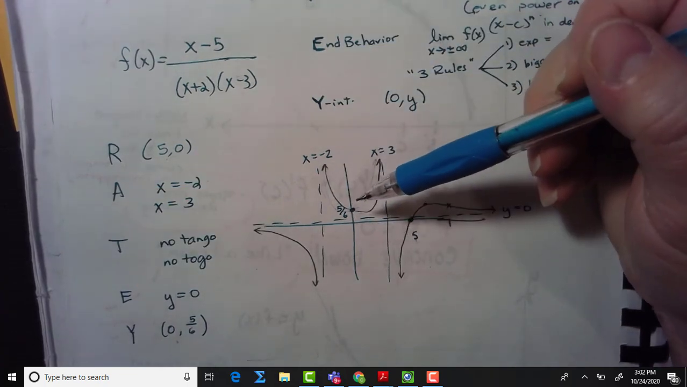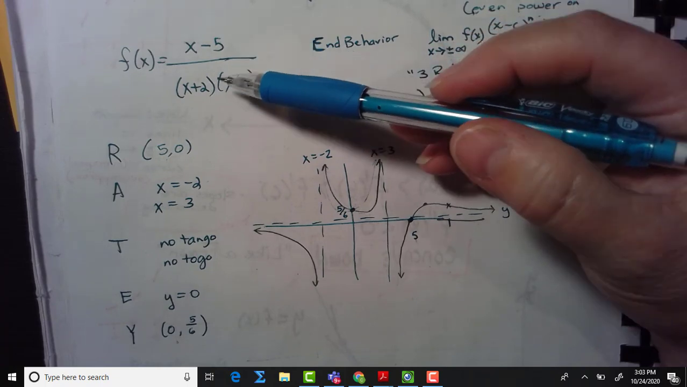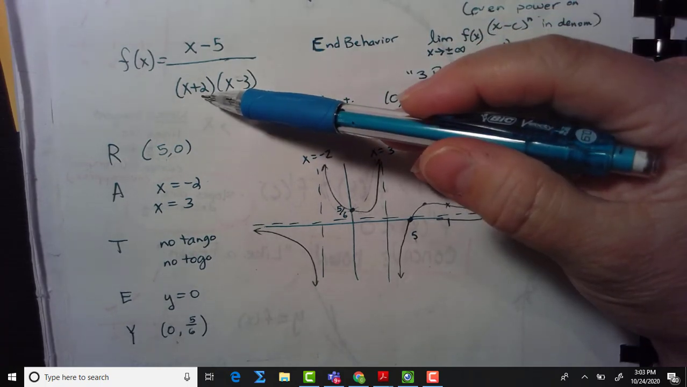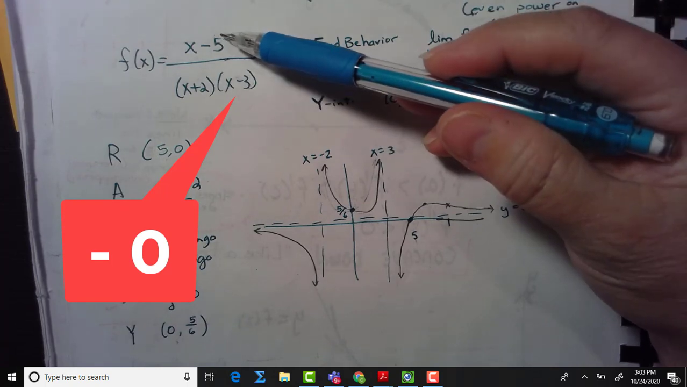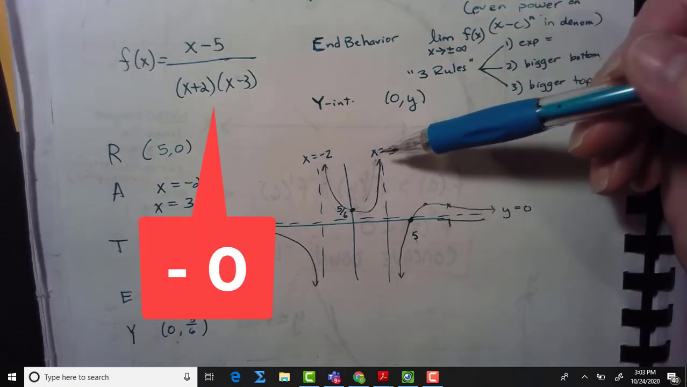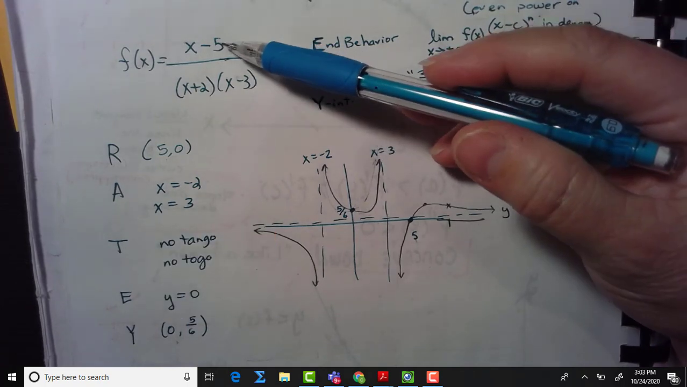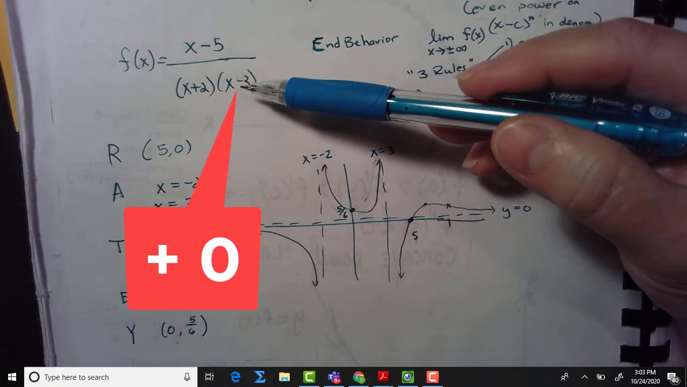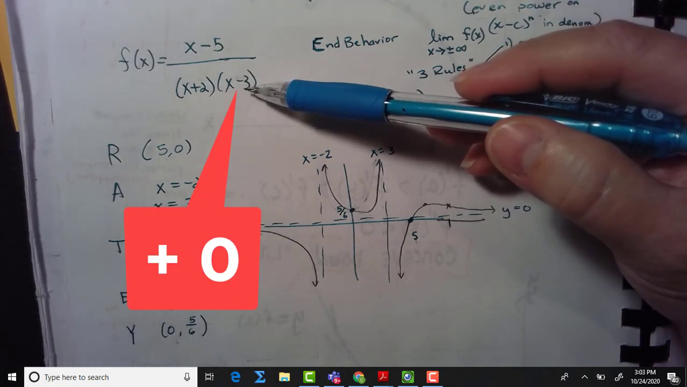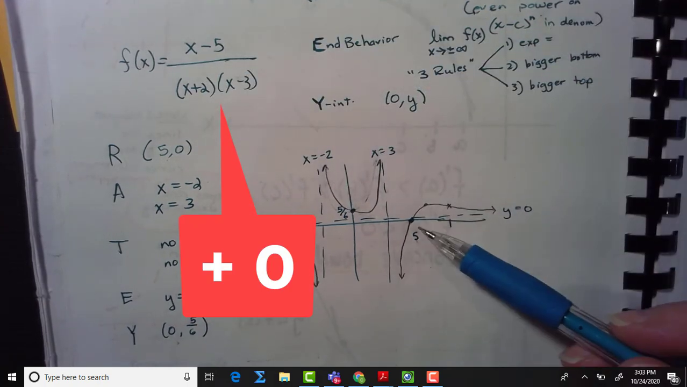As we approach 3 from the left side, this will be negative. This is positive. This will be negative. So I have a negative over a negative, which is positive. And let's approach 3 from the right side, or bigger than 3. That's going to be negative. This will be positive, bigger than 3. So I have a negative over a positive, which is negative. And there's your graph.